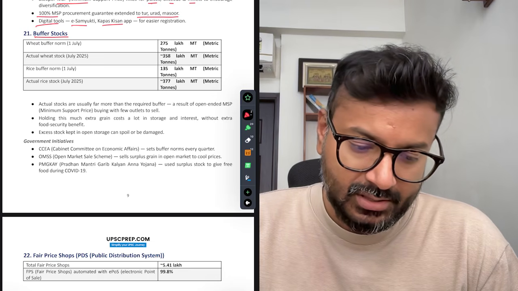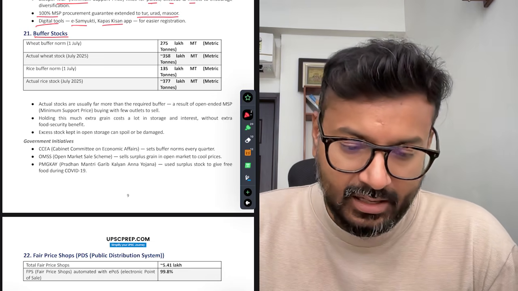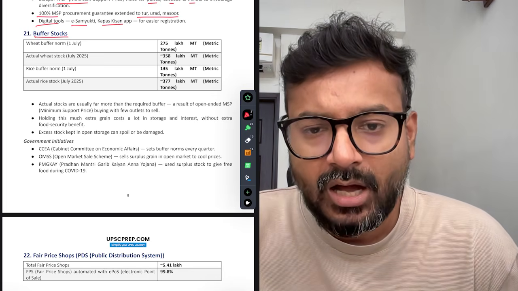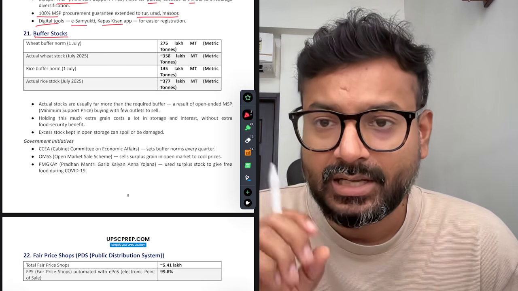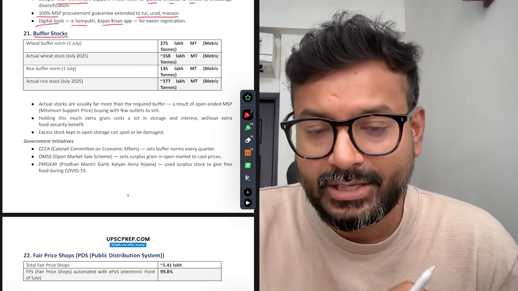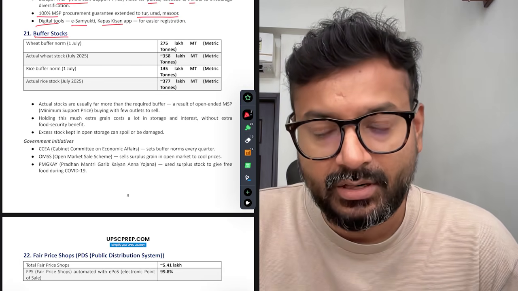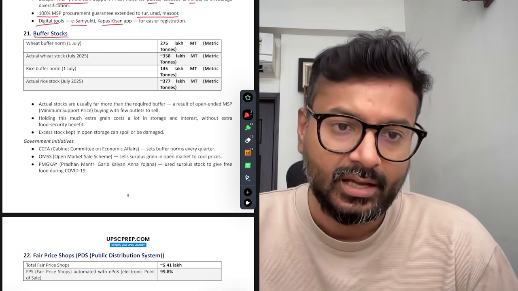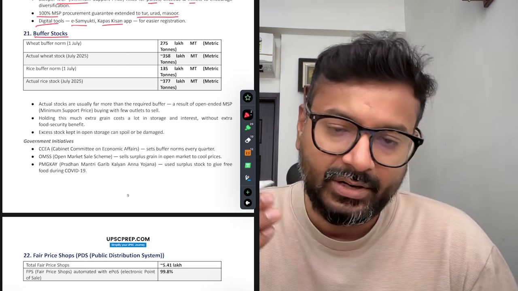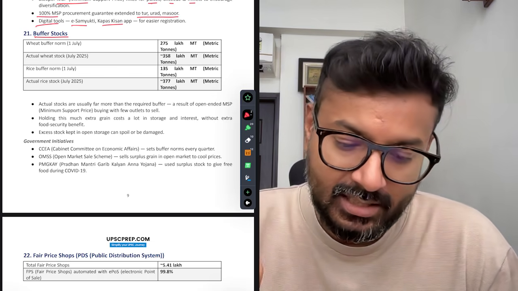Now, buffer stocks. If you see, the government first comes up with norms on how much buffer the government should be stocking. The buffer stock is important for the food security of the country, but you'll see that particularly for wheat and rice, the actual stock is much higher than the norm.